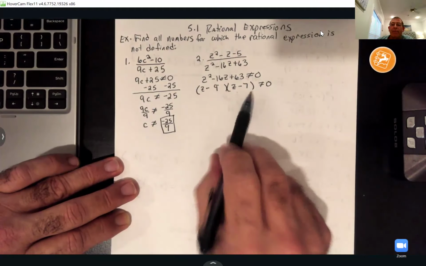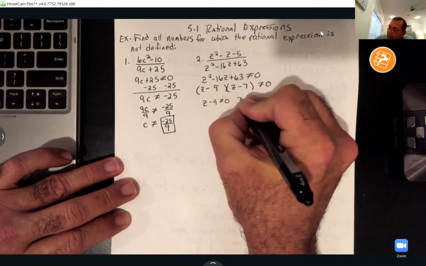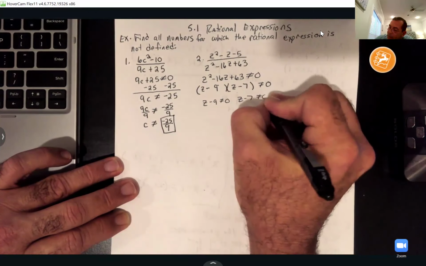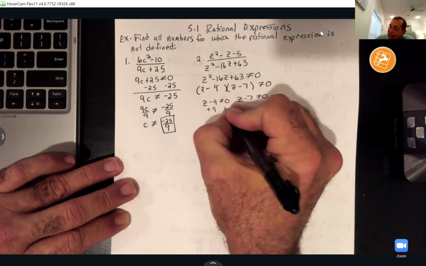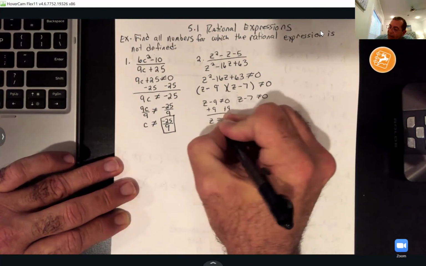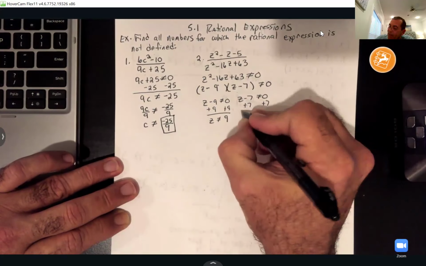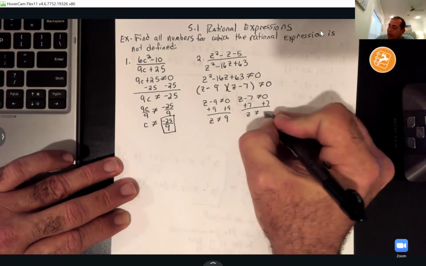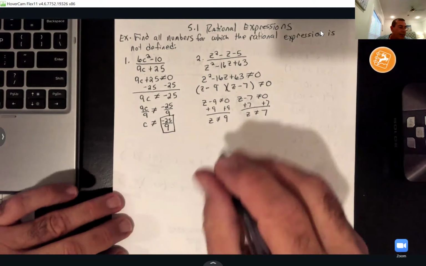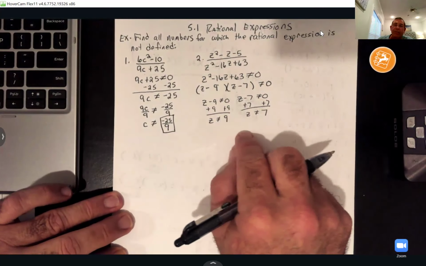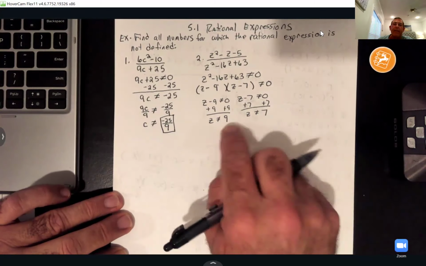All right, so I got my two factors, set both of them not equal to my 0. And y'all, all we're doing now is changing our signs, remember? So add 9. So Z cannot equal 9. Over here, add 7. So Z cannot equal a positive 7. So MATLAB, the rational expression is not defined for Z equals 7 and 9, okay?